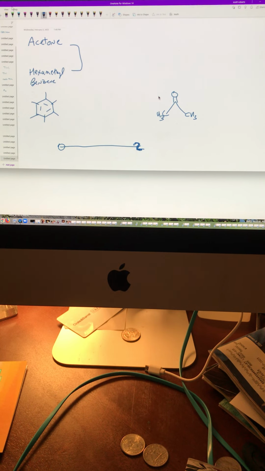All right, how many different types of hydrogens in hexamethylbenzene? What are they? How many different types? One. And where are they? They're between, pretty much, 0 and 2, because they're just methyls.